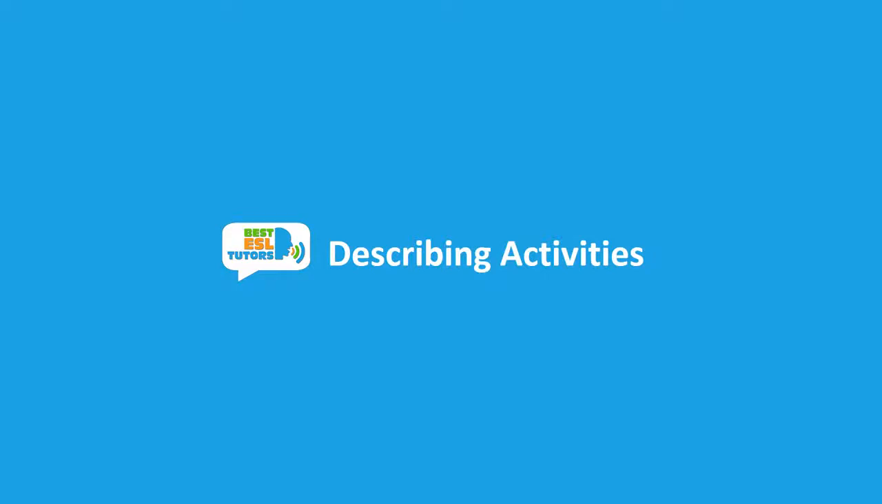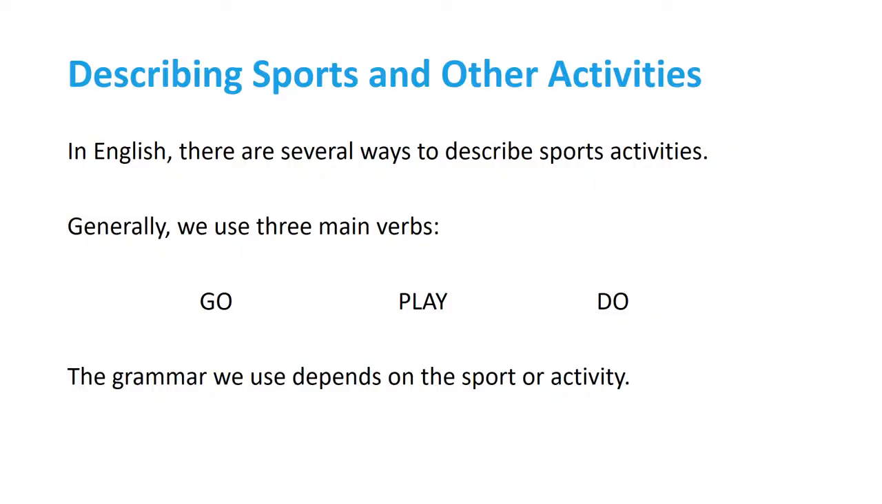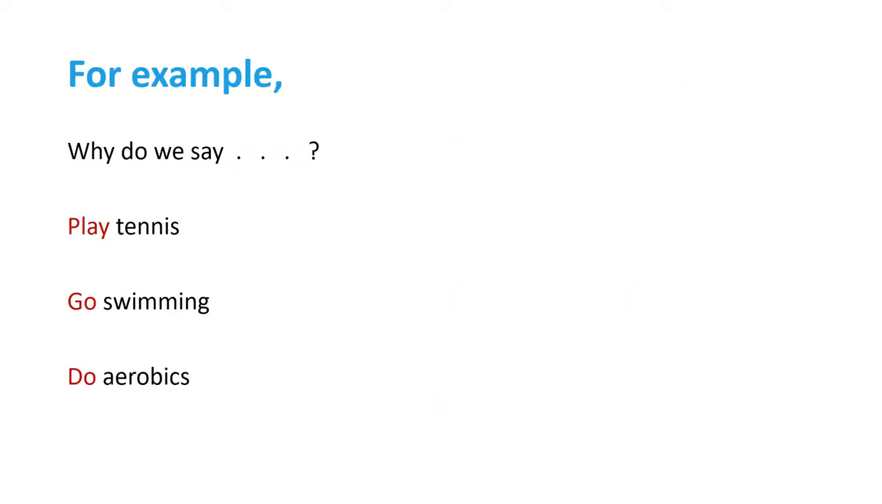This presentation is about describing sports activities in English. In English, there are several ways to describe sports activities. Generally, we use three main verbs: go, play, and do. The grammar we use depends on the sport or activity. For example, why do we say play tennis, go swimming, and do aerobics?